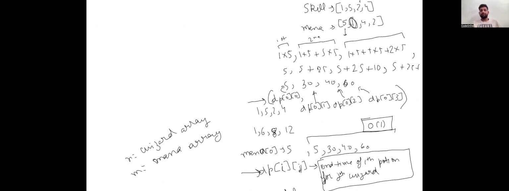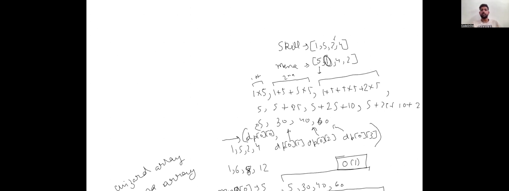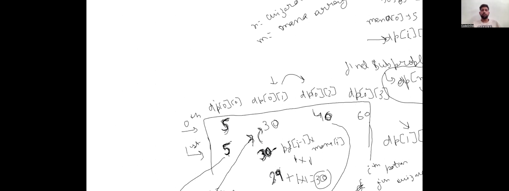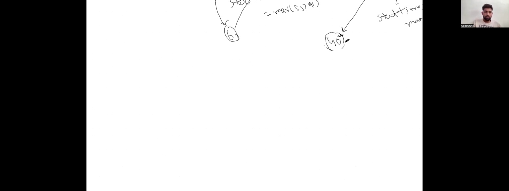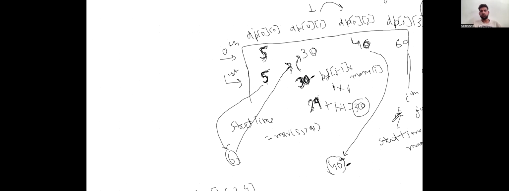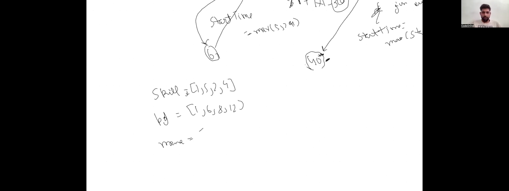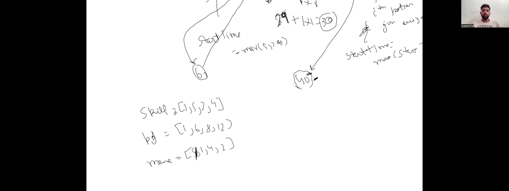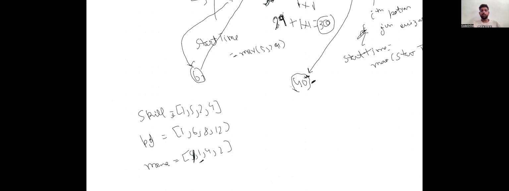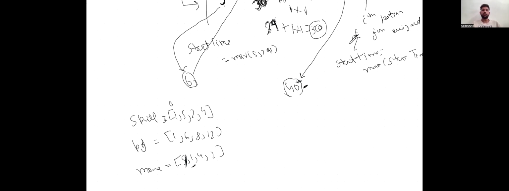Okay, I will write it again because it's creating confusion. Skill is 1524 and prefix will be 16812 and mana is 5142. So this has already been processed. Okay. Now we were at this point. So this is the zeroth wizard, first wizard, second wizard, third wizard.